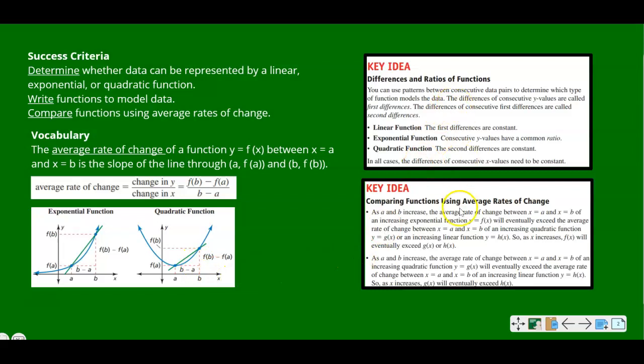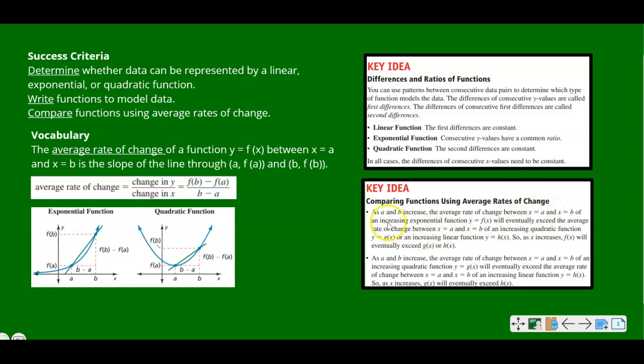A couple key ideas here. Make sure you are aware of these. Linear function, the first differences are constant, so we're going to be looking at this a little bit later today. Exponential functions, consecutive y values have a common ratio. And a quadratic function, the second differences are constant. So make sure you review these key ideas, have these in your notes, and refer to them if you have a question.